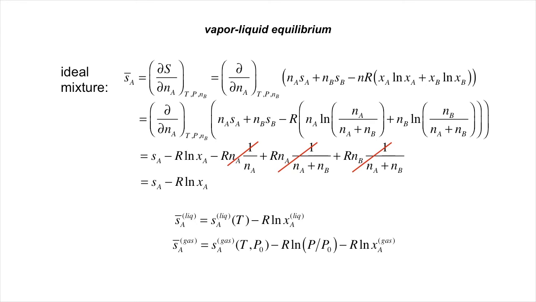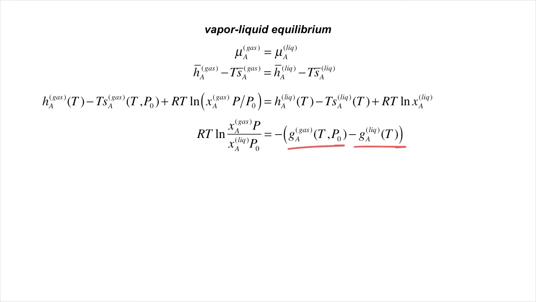However, the entropy of pure A as a gas depends on both temperature and pressure. Adopting a pressure reference state of P0, we can express the entropy of pure A as the entropy at temperature T and pressure P0 minus R log of P over P0. Thus, the partial molar entropy of A in the gas depends on temperature, pressure, and composition.